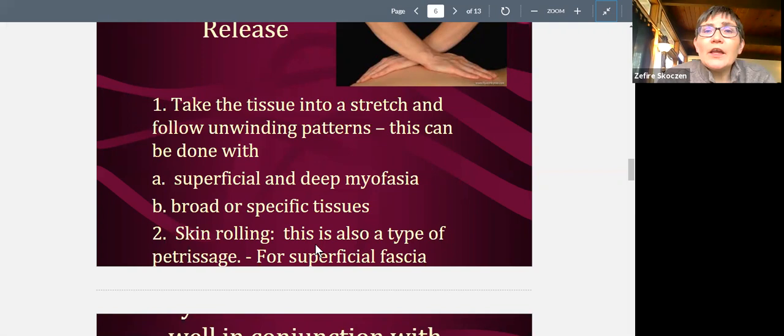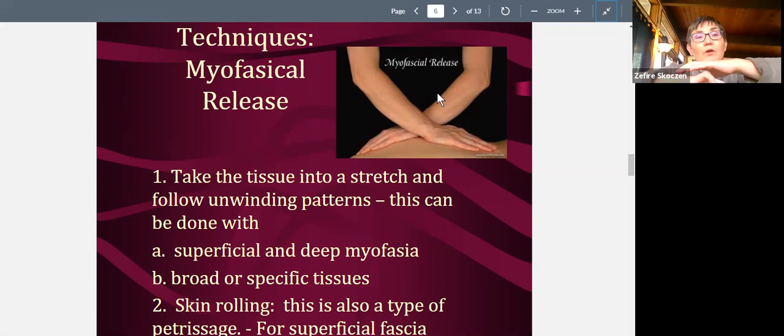You can get very broad with that, like here's a sort of a classic, this picture up here is sort of a classic, like crossing the hands and slowly stretching the tissue. Or you can get into more specific techniques where you're really following specific lines as thin as with your thumbs or, you know, your ulnar surface.